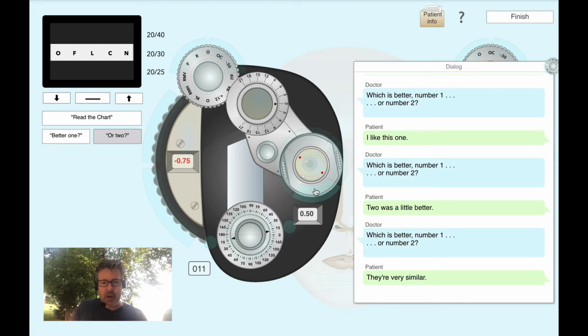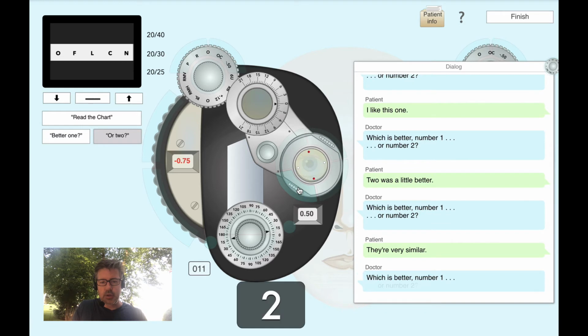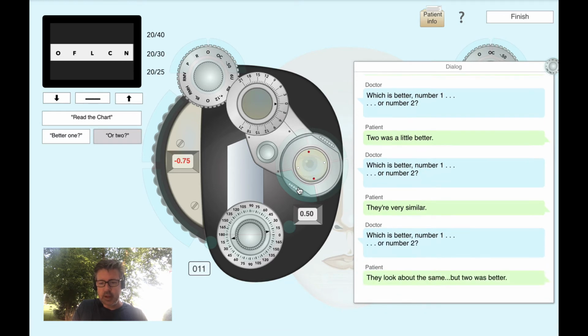Now let's look at this power. She might need a half, she might need more or less than that. So now I have the dots so that they're in line with the axis. So the axis is at 11 degrees, and our dots are at 11 degrees and 90 degrees away, at 101 degrees, I guess. Donna, which one's better, one or two? They look the same, but two is better. Yeah, those are the kind of responses where you think, okay, just make a choice.